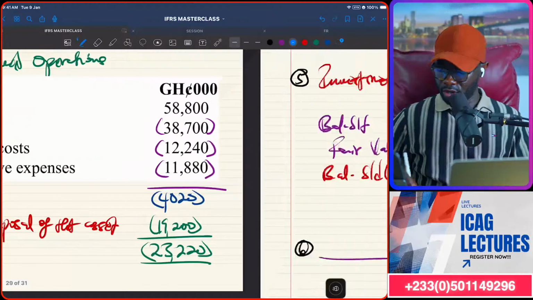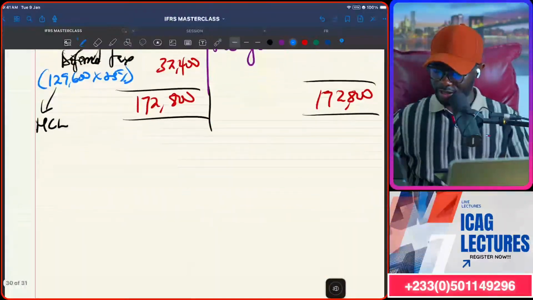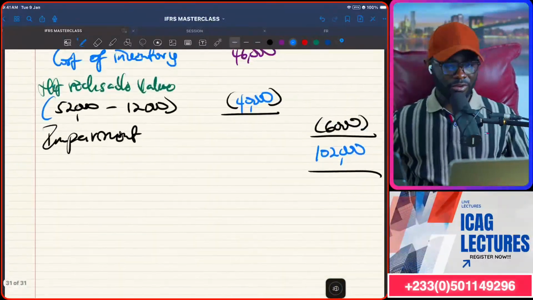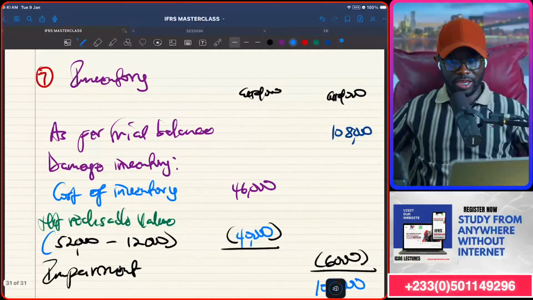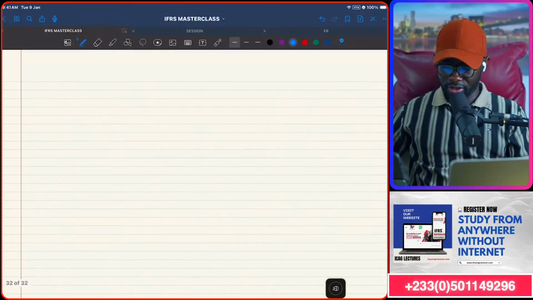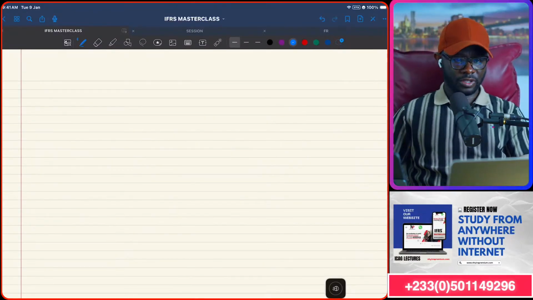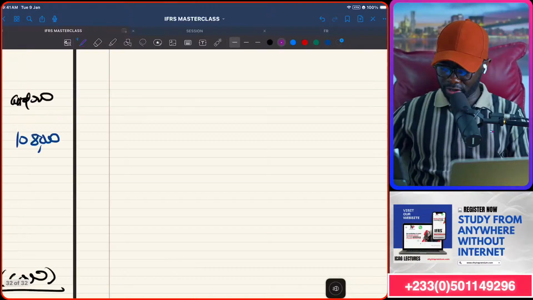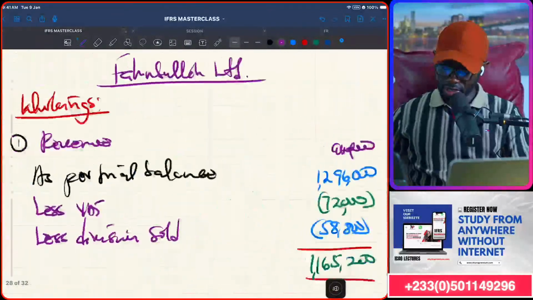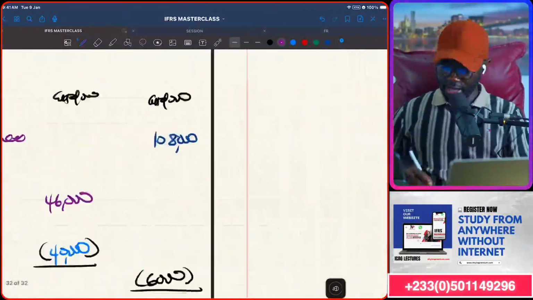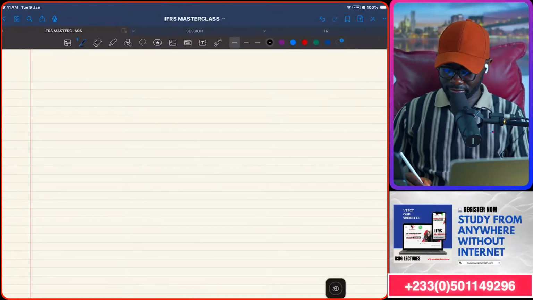Discontinued operation, we're going to bring it up later. Property, plant, and equipment, income tax, we are done. Inventory, we are done. So now we can extract the financial statement. Remember, the financial statement we are extracting is for that continuing operation. So we bring in the first part of our question.